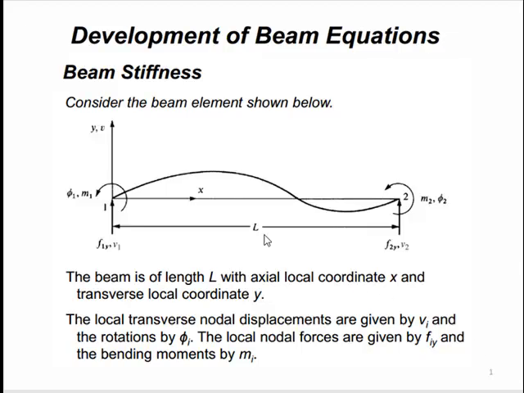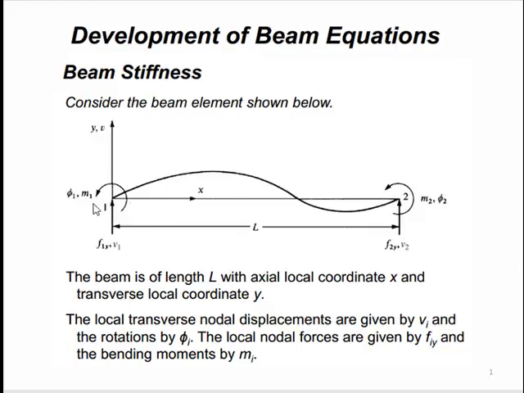So with that, we will be considering this element whose length is L, and the forces at nodes 1 and 2 are F1y, F2y, and the displacements are V1 and V2. The moments at node 1 and node 2 are M1 and M2, and the rotations at node 1 and 2 are phi1 and phi2.